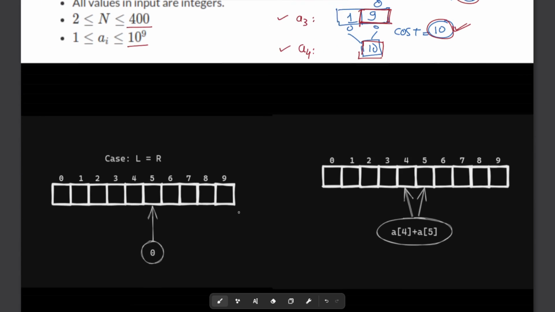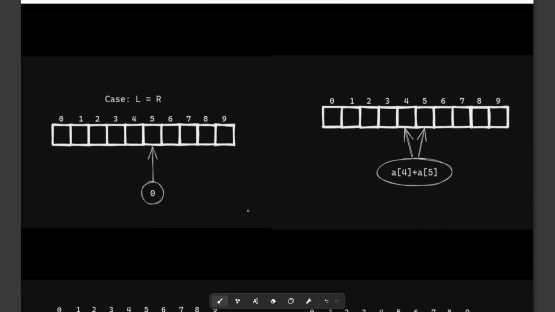Let's try to figure out some cases. Suppose we want to know the answer for a single array element. So let's say the array only consists of one element. In that case, the answer is already in its final state. That means we don't need to merge or perform any operations. It is already in reduced form. In that case, the answer will be 0.